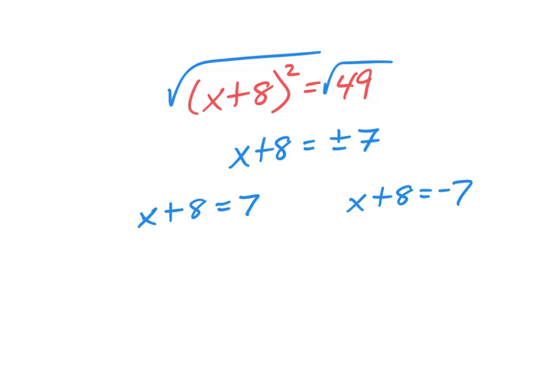Okay, and the other thing that's going to be different about this is your answer is not going to be like plus or minus something. It's not going to be like plus or minus 5, like we've seen some. Here you're going to get two completely different answers. We're still going to get two answers, but they're not going to be the same number. So here we subtract 8, and I get negative 1. Over here, I subtract 8, and I get negative 15.